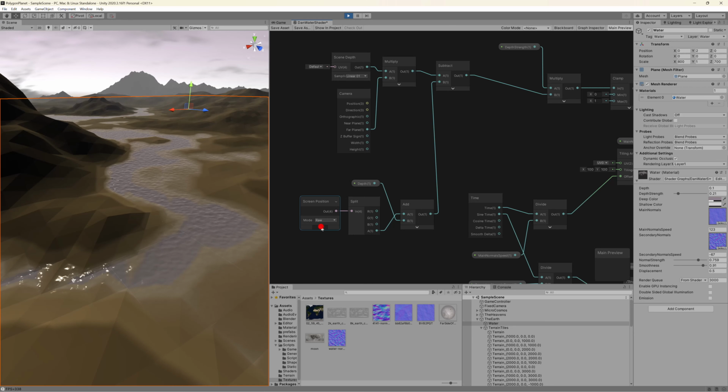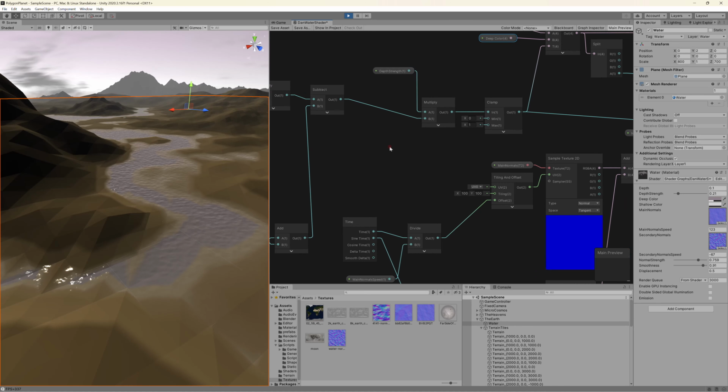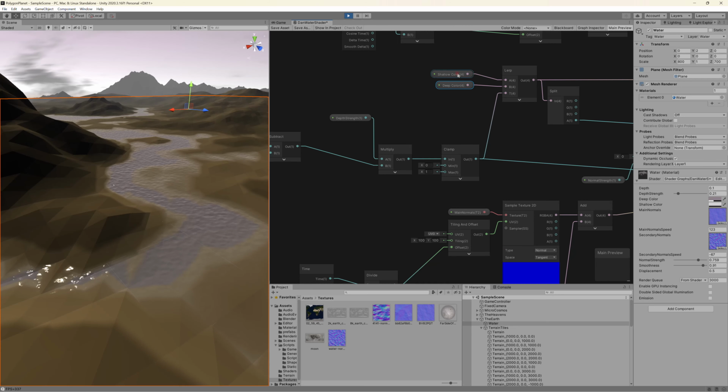Is this a two-dimensional position of the screen? I assume so. In which case, what is this X, Y, Z, RGBA about? I need to look into this because I don't understand it, but it's something to do with the screen position, the scene depth, and the camera far plane, all being combined, being fed in to affect how much we're blending between these two colors.